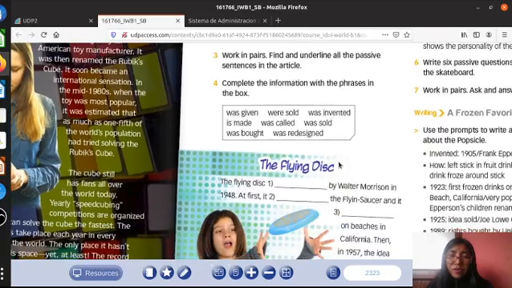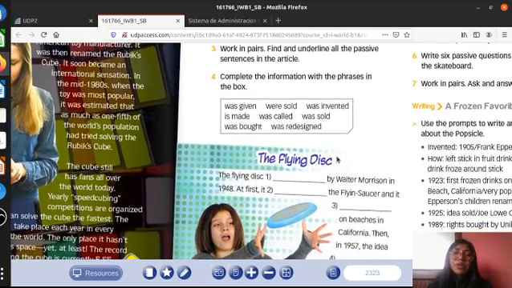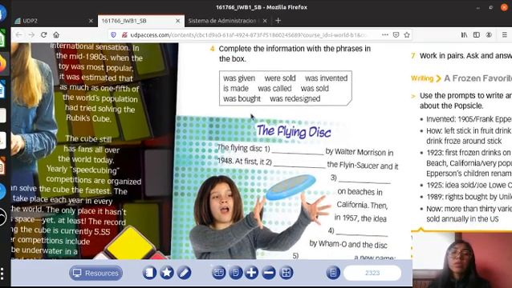Number 4. Complete the information with the phrases in the box. Okay. Here we have a little article. Aquí tenemos un pequeño artículo y aquí tenemos en este cuadrito unas palabras. We have to complete with the past passive voice and with the present passive voice. Tenemos que completarlo utilizando la voz pasiva, ya sea en presente o en pasado, according to the context of the article, ¿no es cierto? De acuerdo al contexto del artículo. Okay, we are going to start.